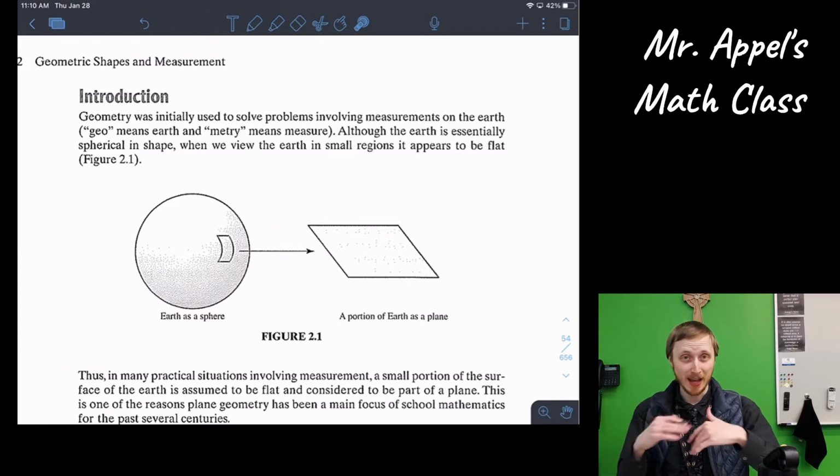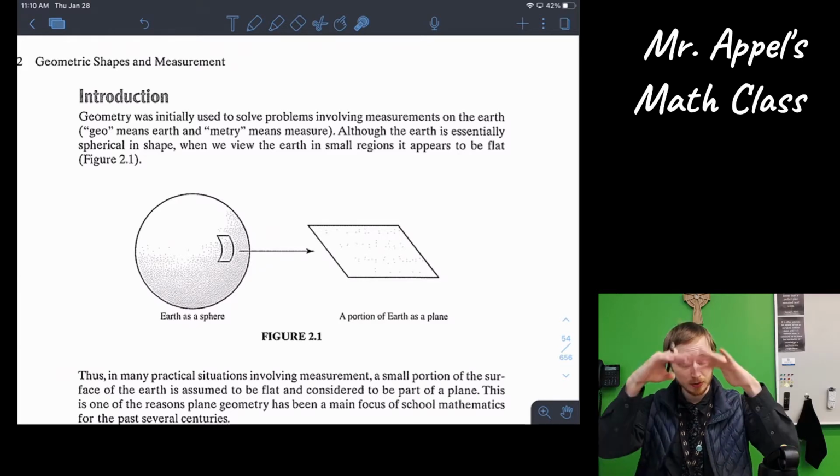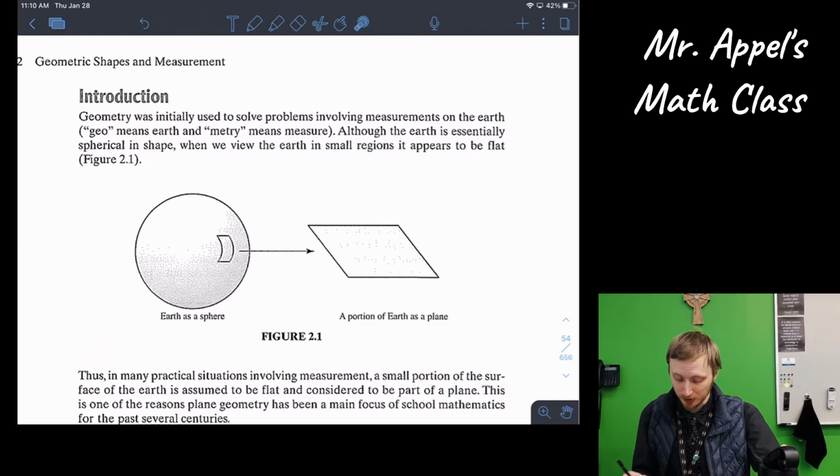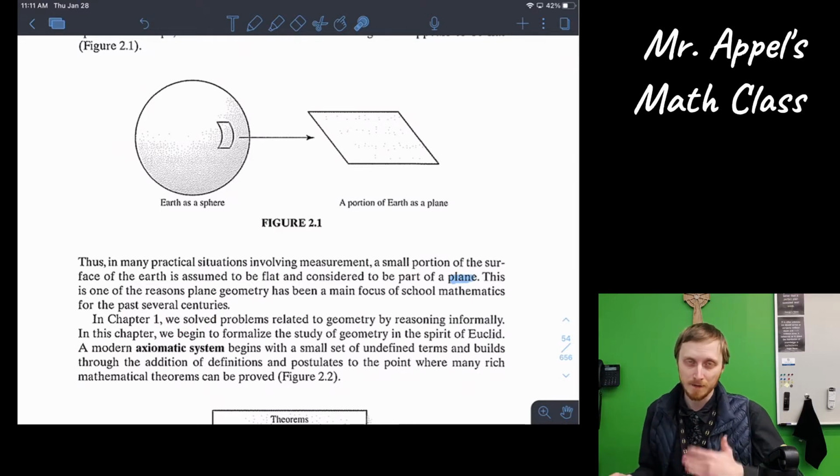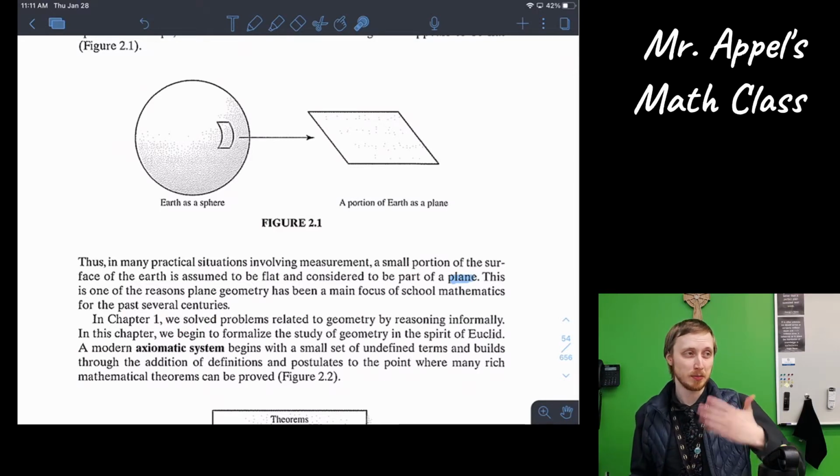Even though if we added together all the floors of all the buildings, we would eventually get a curve around the Earth. The difference is scale. Thus, in many practical situations involving measurement, a small portion of the surface of the Earth is assumed to be flat and considered to be part of a plane. There's that geometry term. This is one of the reasons plane geometry has been a main focus of school mathematics for the past several centuries, because every building we build is built upon a flat, level, plane surface.